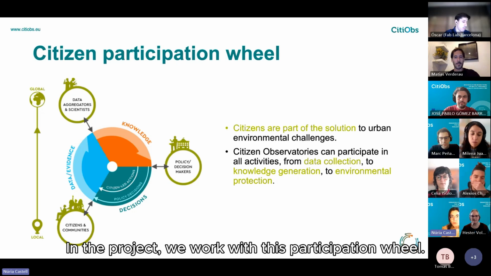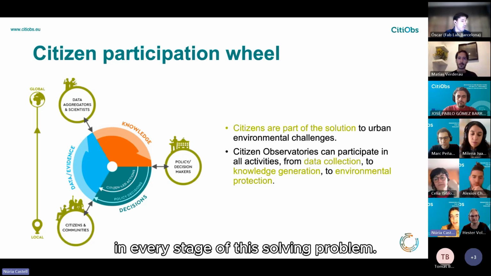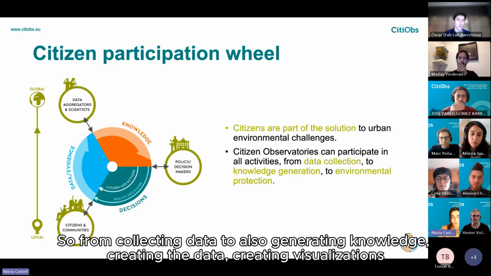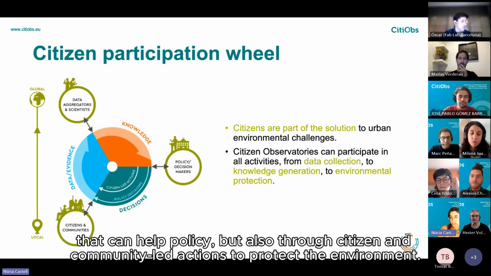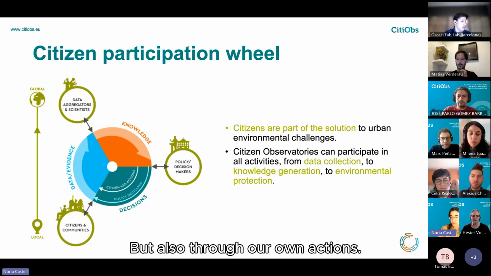In the project, we work with this participation wheel, where we truly believe that citizens are part of the solutions, in every stage of this problem solving. So from collecting data to also generating knowledge, aggregating the data, creating visualizations that can help policy, but also through citizen and community-led actions to protect the environment. So not only through policy decisions, but also through our own actions.